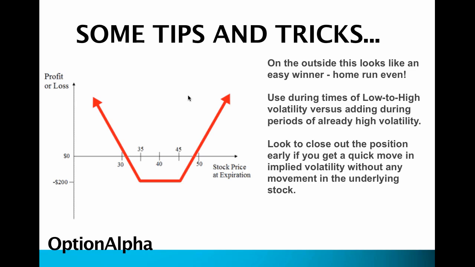But look to close out the position early if you get a quick move in implied volatility without any move in the underlying stock. So again, if you do this correctly and you trade it from periods of low volatility to high volatility, if you get a quick move in volatility or a quick move in the underlying stock that creates a profit, take the profit. You have a very wide area of loss here. Even though there's unlimited feature, that does not always happen. So if you get a good solid move in the underlying stock, whether it's up or down, don't try to ride it all the way till expiration. Take the money off the table and live to trade another day.